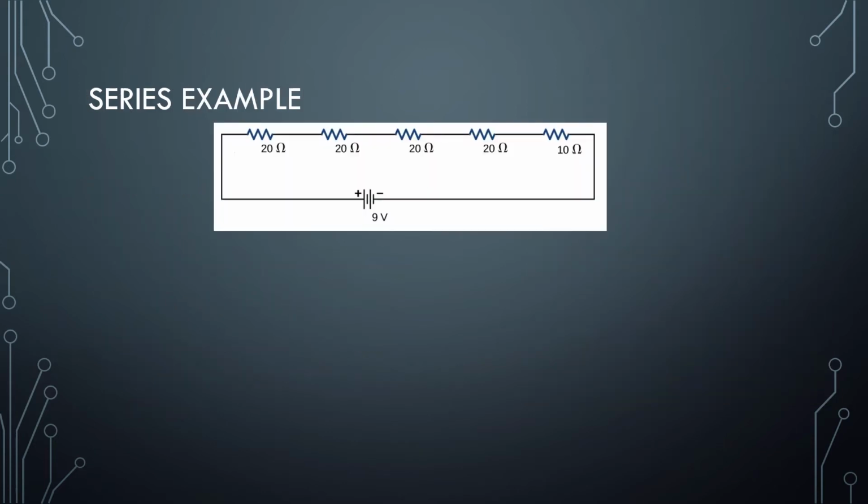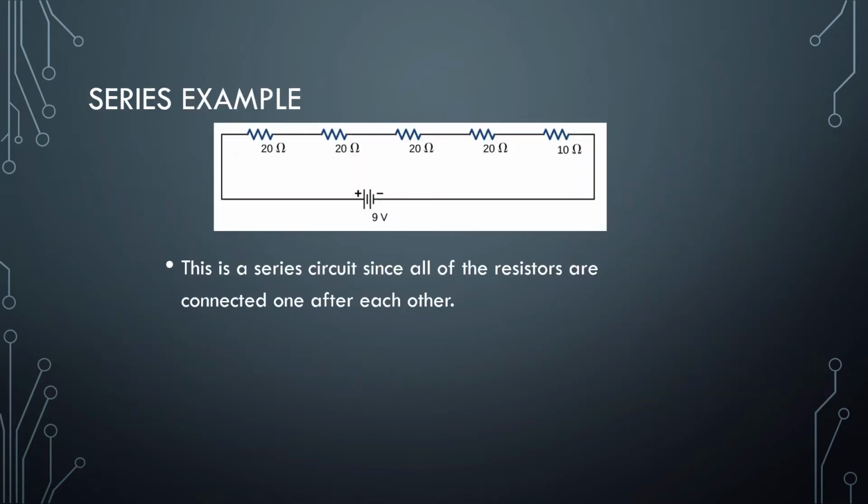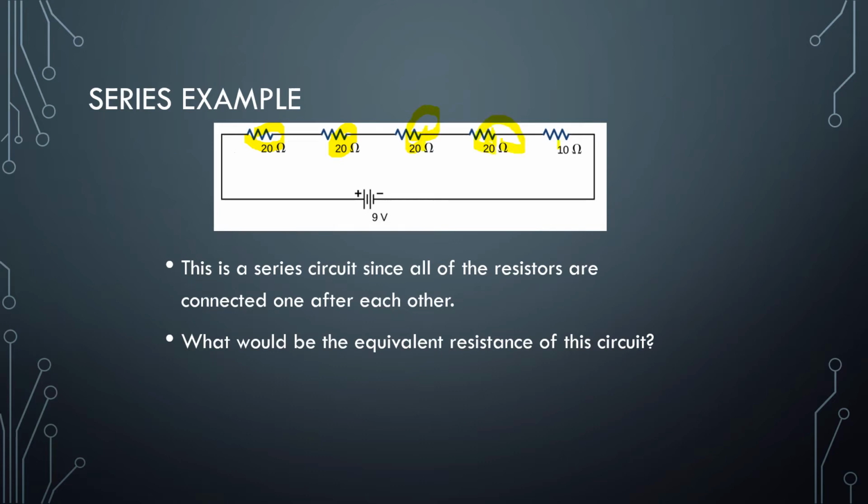So let's do an example with that circuit. So here's a series circuit with all the resistors connected one after each other, which is in series. So let's figure out what the total equivalent resistance would be. So there's a few resistors in here. We have this first 20 ohm resistor, a second 20 ohm resistor, a third 20 ohm, a fourth 20 ohm, and one 10 ohm resistor. This thing I'll outline in red, this is the battery, not a resistance. So we're not going to use that to calculate the equivalent resistance.